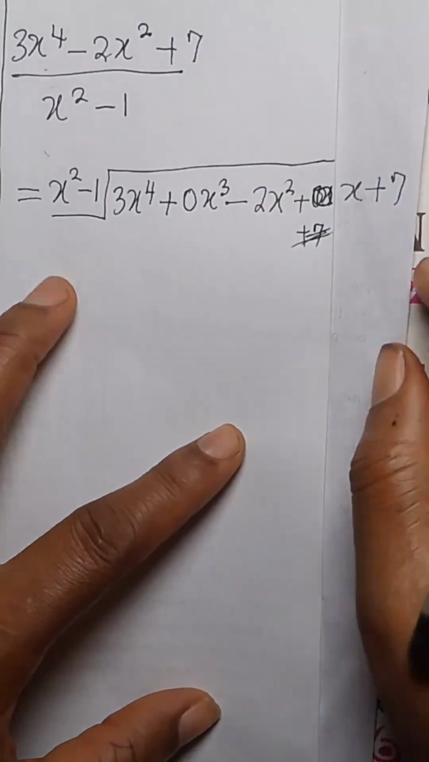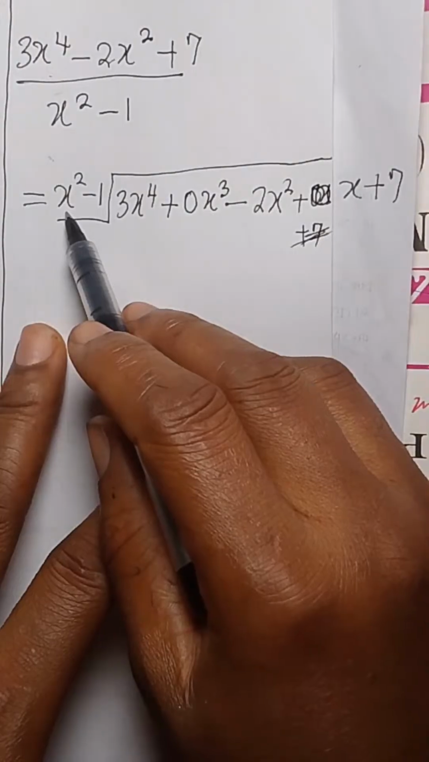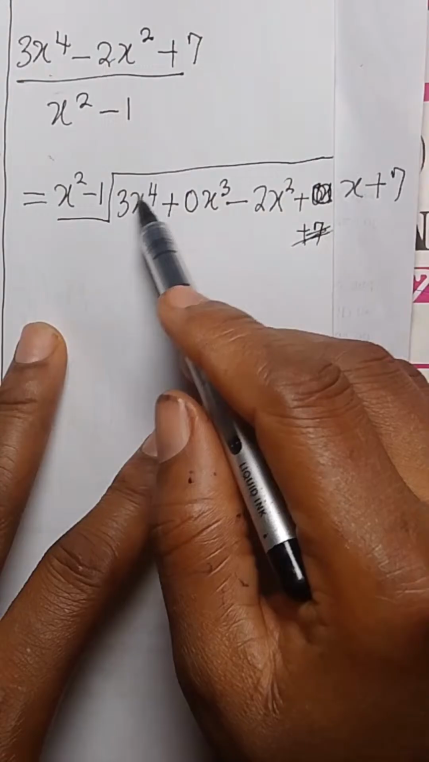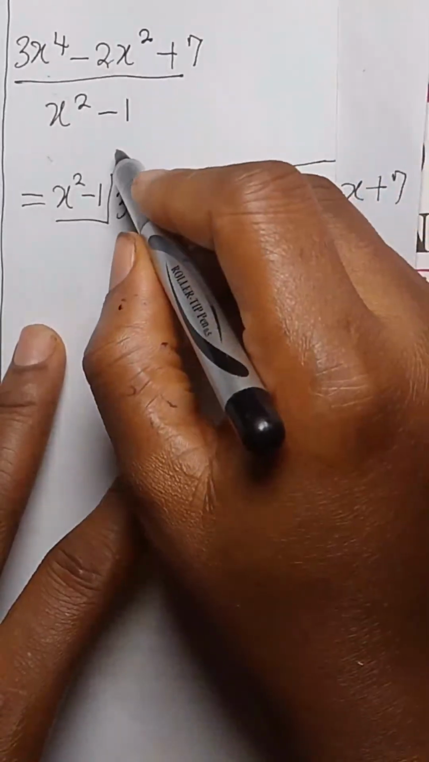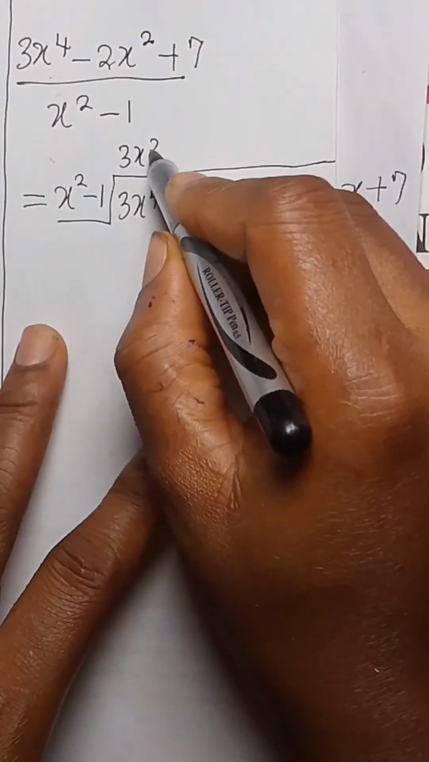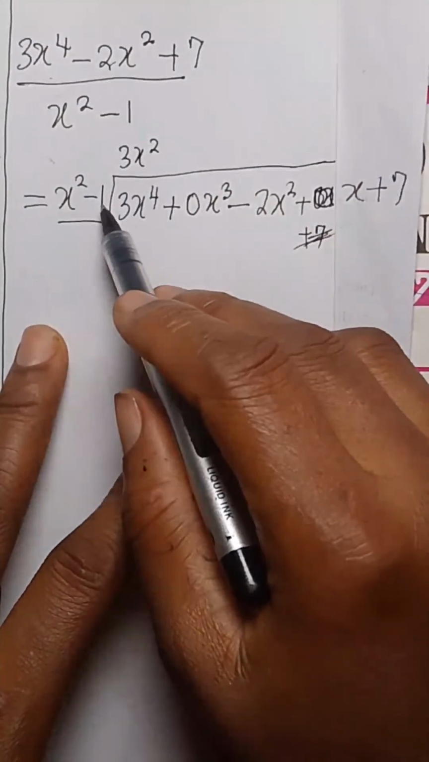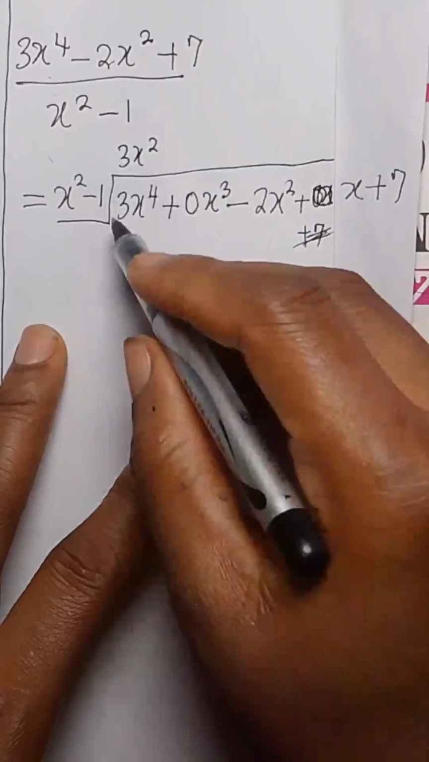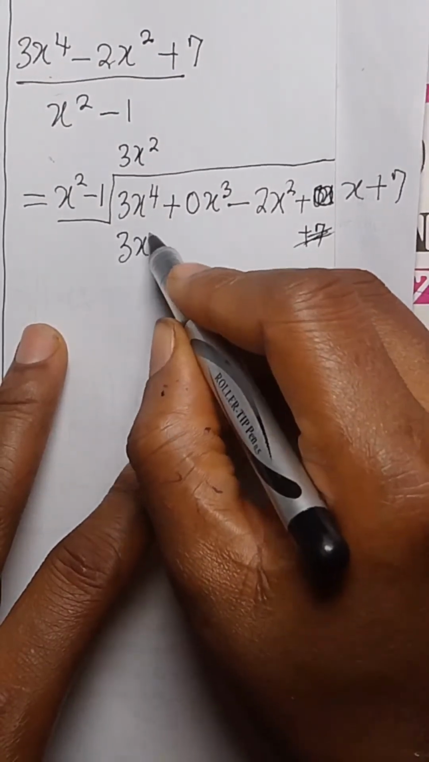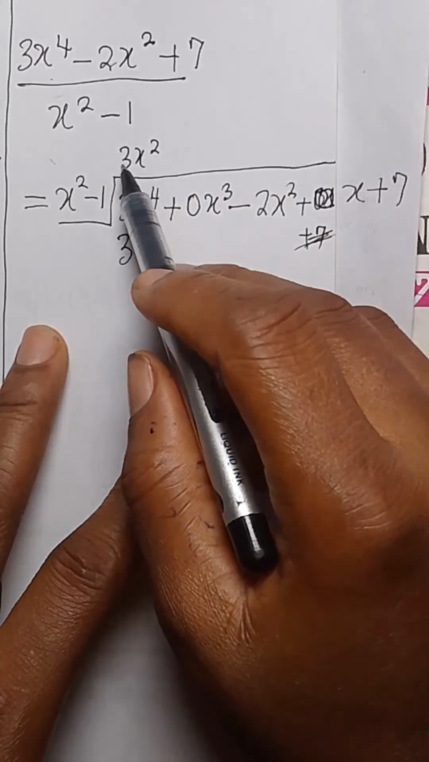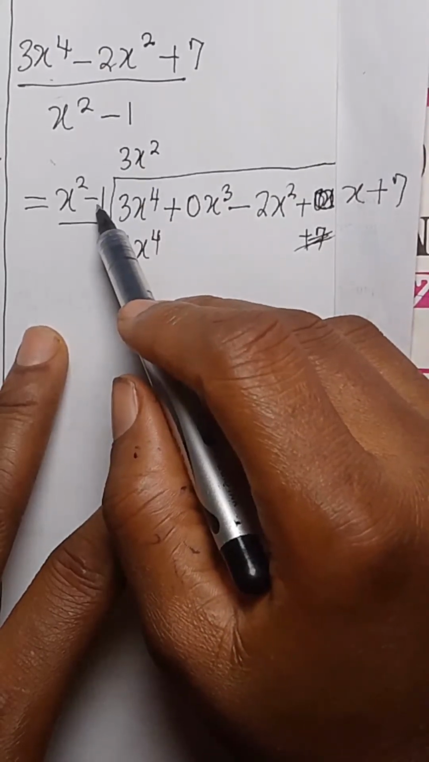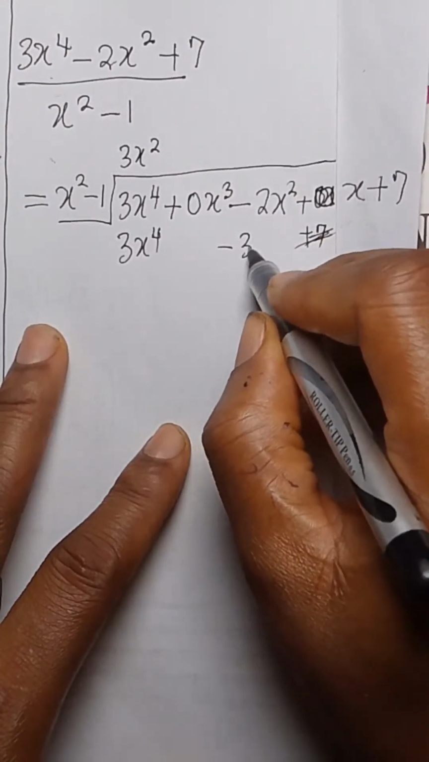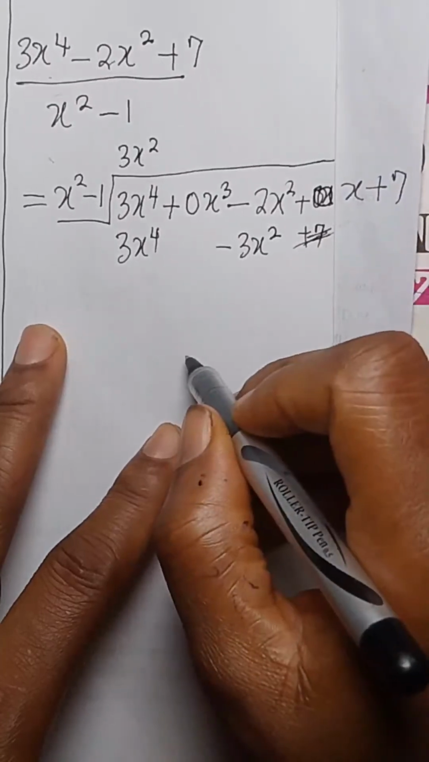All right. Then we are going to start dividing by x squared. Then we do 3x to power of 4 divided by x squared. We have 3x squared. We now use it and multiply these two places. 3x squared multiplied by x squared will give us 3x to power 4. So 3x squared multiplied by minus 1 will give us minus 3x squared. Okay.